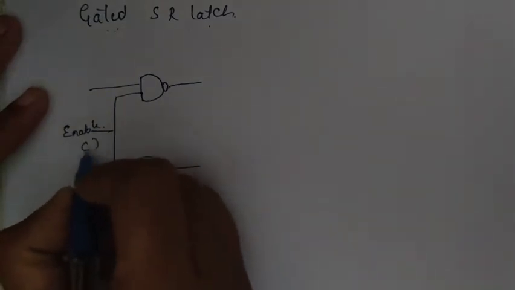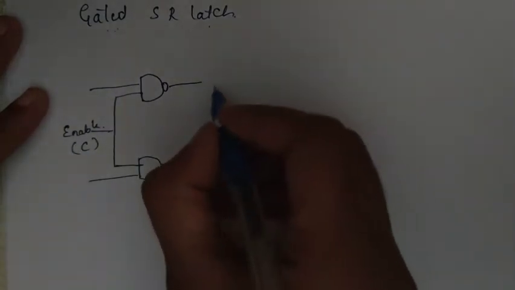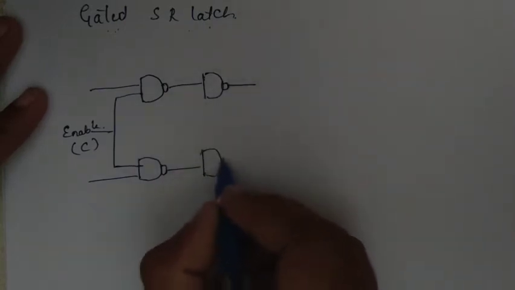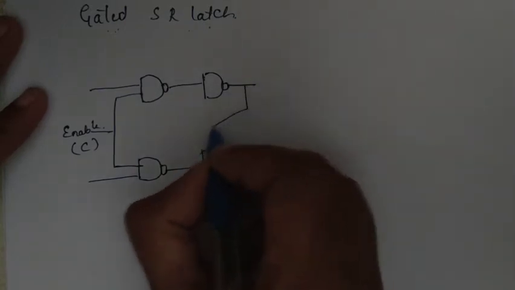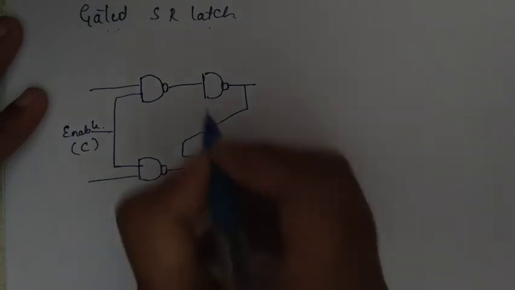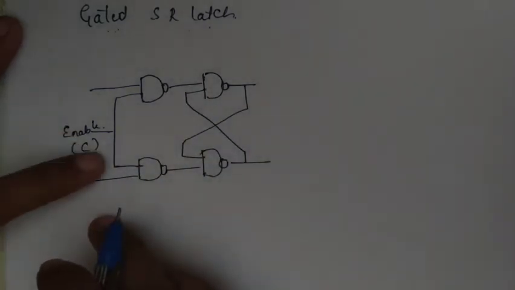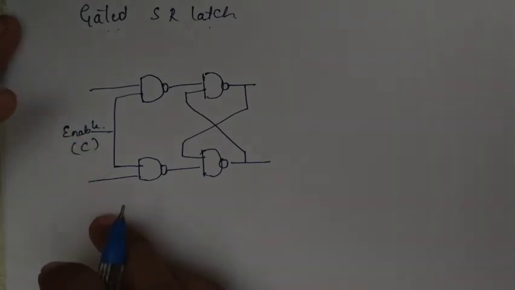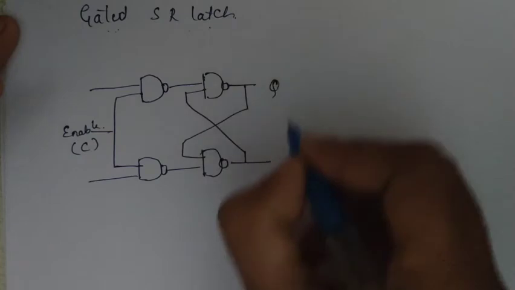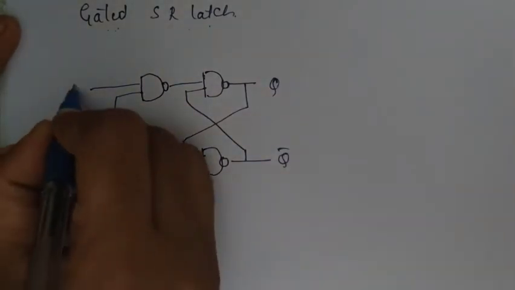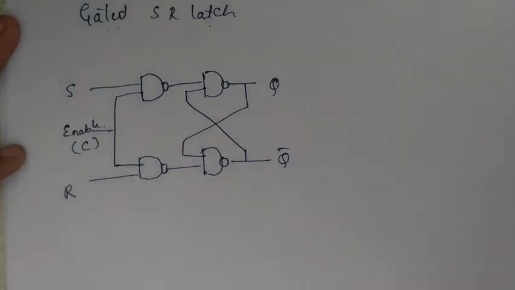Enable, we call this as C. Here we will have NAND gates. This is a gated SR latch. Gated means we have included enable at the input of the gate. This is Q and Q bar. This is S, this is R.